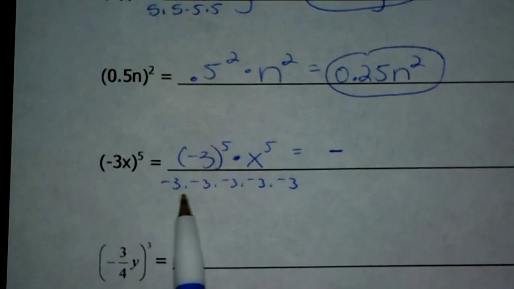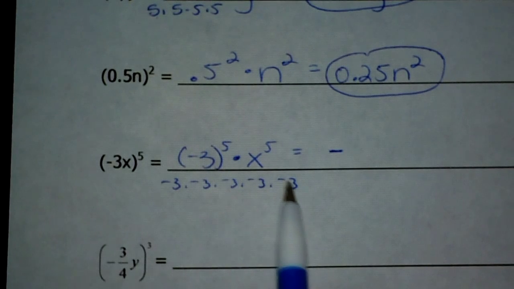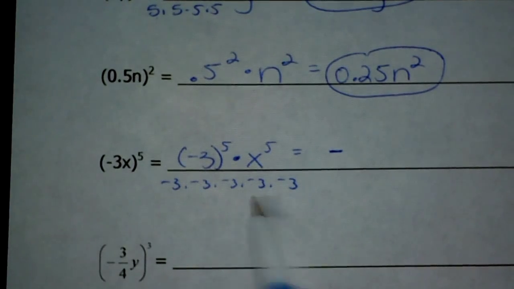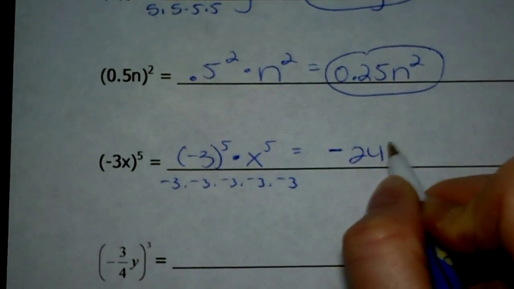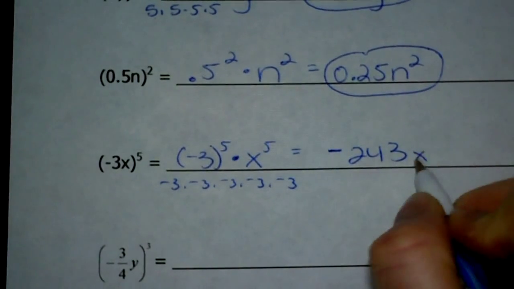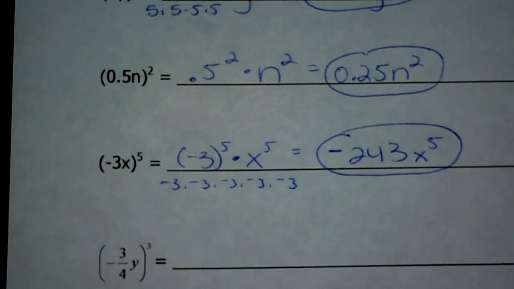And when you take 3 times 3 times 3 times 3 times 3, do you know what you get? Are you talking to yourself? I am too. You get negative 243. I sure hope that's what you get. I'm pretty sure. And I don't know what x is, so I'm just going to rewrite that x to the 5th power. That multiplication is implied when I write the number right next to the letter.